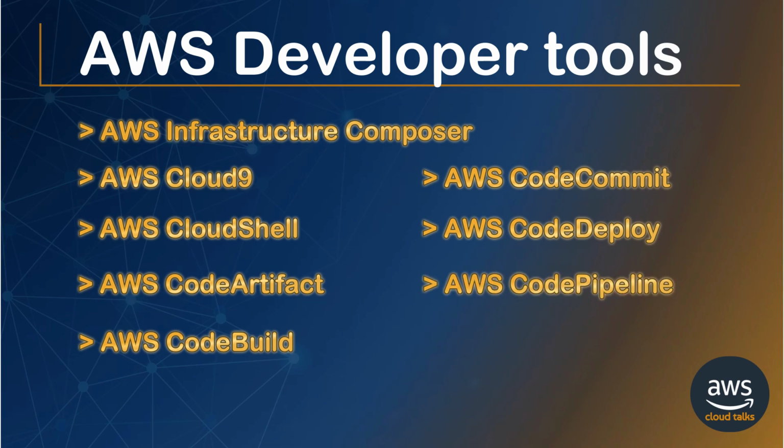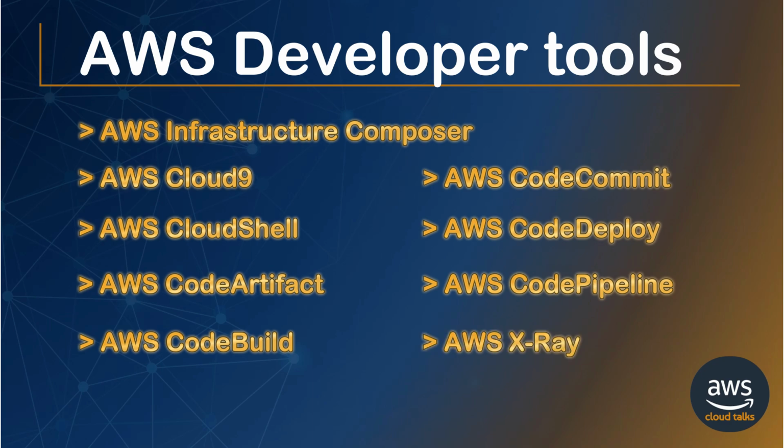AWS CodePipeline. AWS CodePipeline is a fully managed, continuous delivery service. It enables you to automate your release pipelines for fast and reliable application and infrastructure updates. You can define your code release model. Based on the model, AWS CodePipeline automates the build, test, and deploy phases of your release process every time there is a code change. This enables you to rapidly and reliably deliver features and updates.